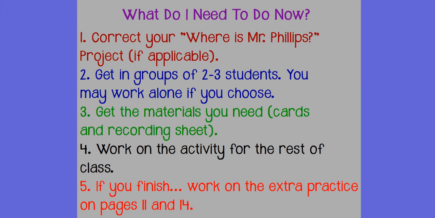Once you are done correcting that, or if you are not one of the students that need to correct that, you're going to get in groups of 2 to 3. You can work by yourself if you want to, but you're allowed to be in groups of 2 to 3. That does not say 4 or 5, only 2 to 3, okay? You're going to need to get some materials, which I'll talk to you about in a second, and you're going to work on the activity for the rest of class.